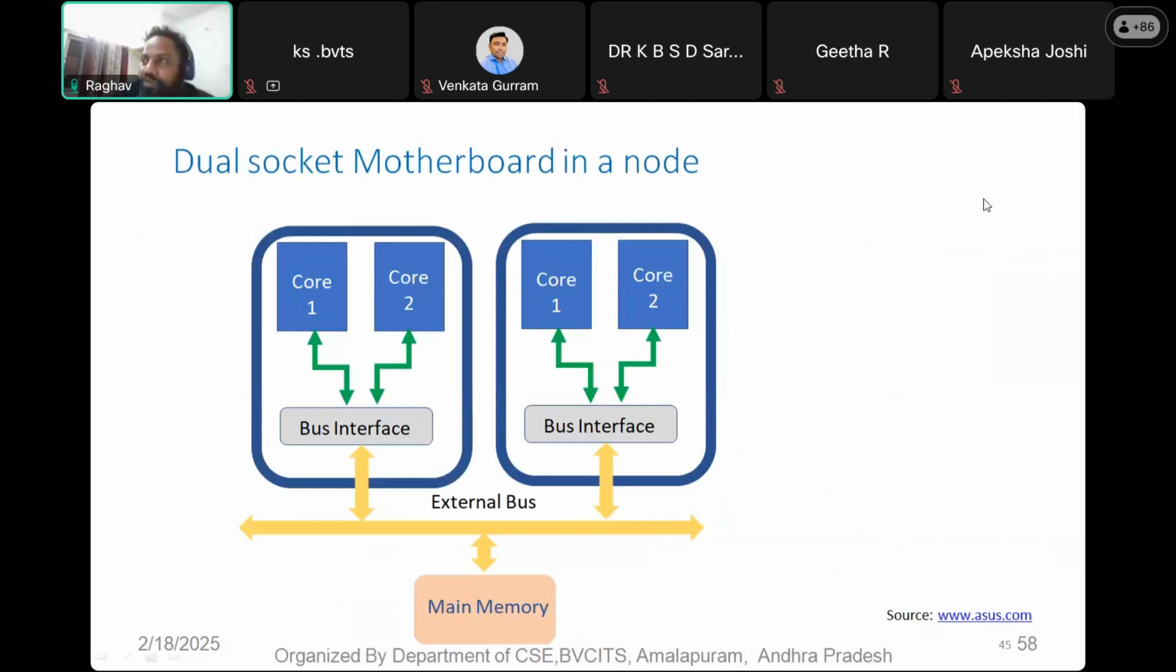Okay. Now, what we can see is a dual core, dual socket motherboard in a node.